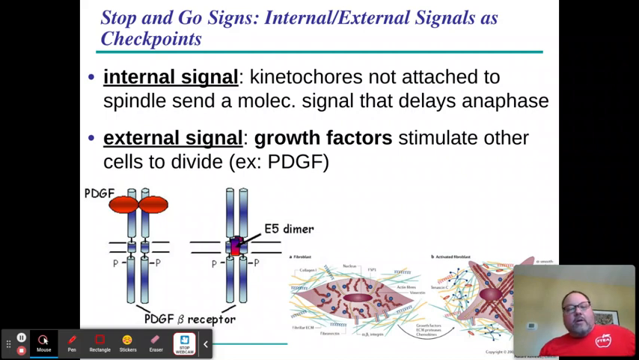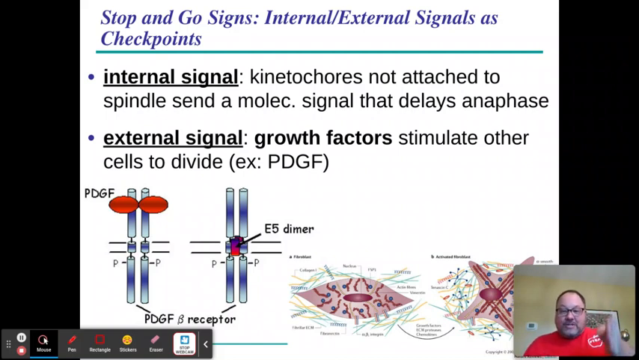Let's see. So here are some of the signals that help regulate progression through the cell cycle. Signals can be internal or external to the cell itself. An important one in cell division is the attachment of the microtubules from the mitotic spindle to the kinetochores. If you recall, kinetochores are proteins in the narrowed waist of the chromosome that act like the harness that spindle fibers attach to.